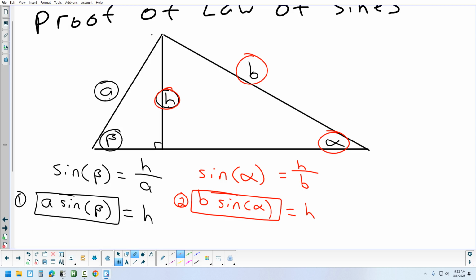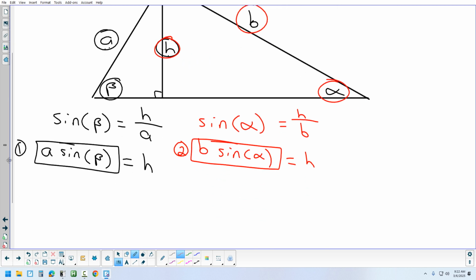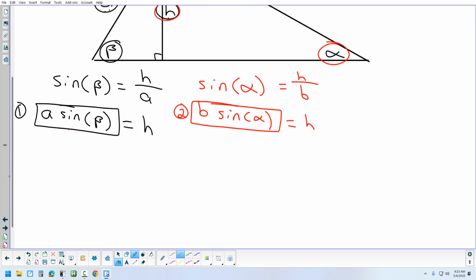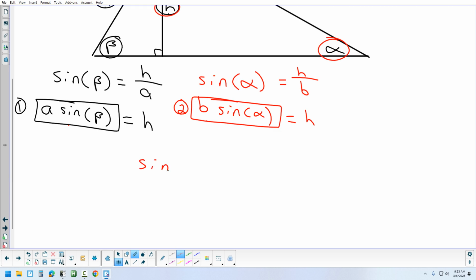Okay. Now, I have a formula in box 1 that equals h, and I have a formula in box 2 that equals h. What does that tell me about box 1 and box 2? Yep. They're equal, right? They're both equal to h, which means what's in box 1 and what's in box 2 is equal to each other. So let's write that down. Let's put sine of alpha, oops, jumping ahead a little bit, b sine alpha equals a sine beta.